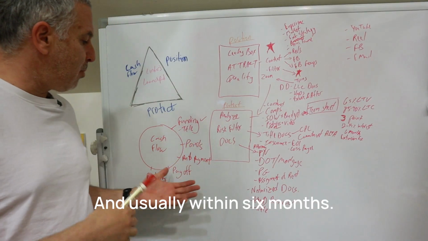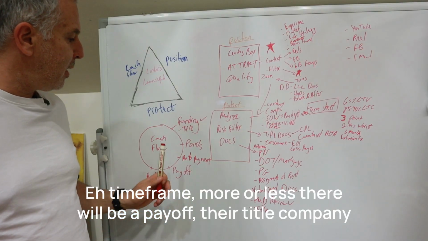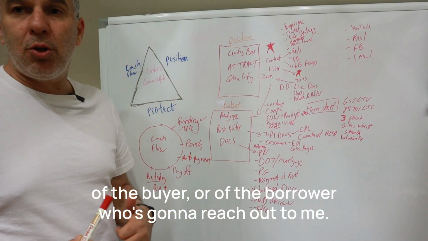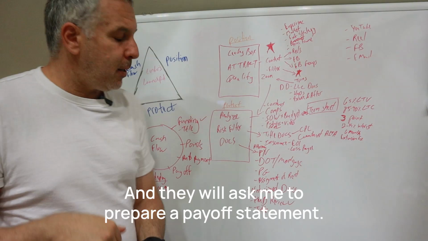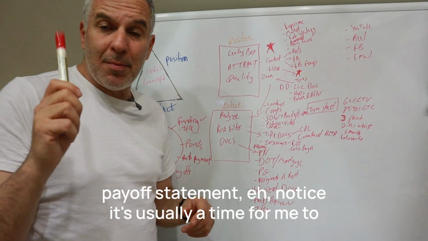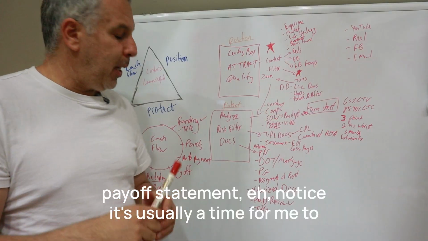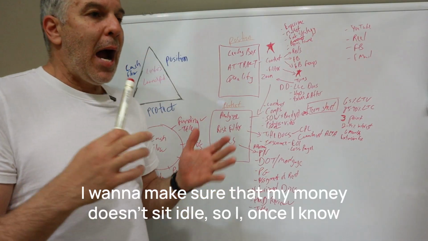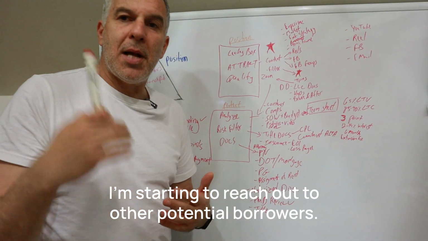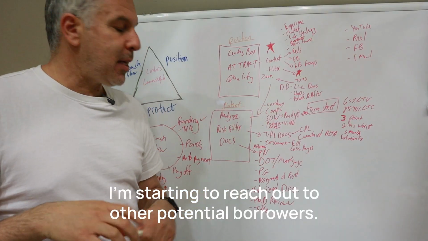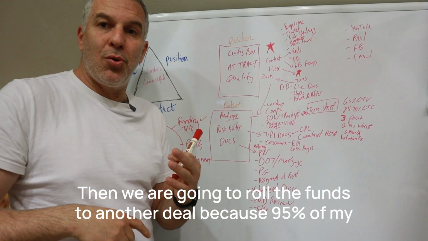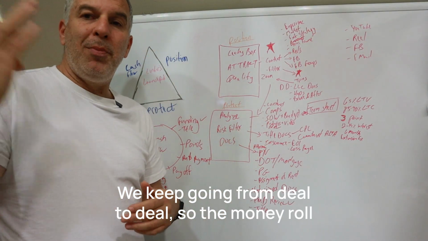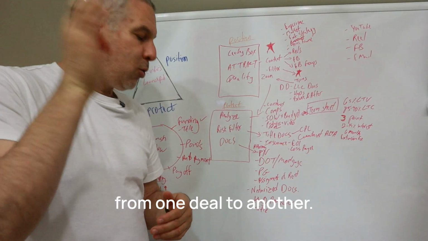And usually within a 6 month time frame, more or less, there will be a payoff. The title company of the buyer, or of the borrower, is going to reach out to me and ask me to prepare a payoff statement. I'm going to get a payoff statement request, and once I get that notice, it's usually time for me to prepare for the next loan. I want to make sure that my money doesn't sit idle. So once I know the closing date, more or less, I start to reach out to other potential borrowers. Sometimes it's going to be the same borrower, where we roll the funds to another deal, because 95% of my borrowers are repeat borrowers. We keep going from deal to deal, so the money rolls from one deal to another.